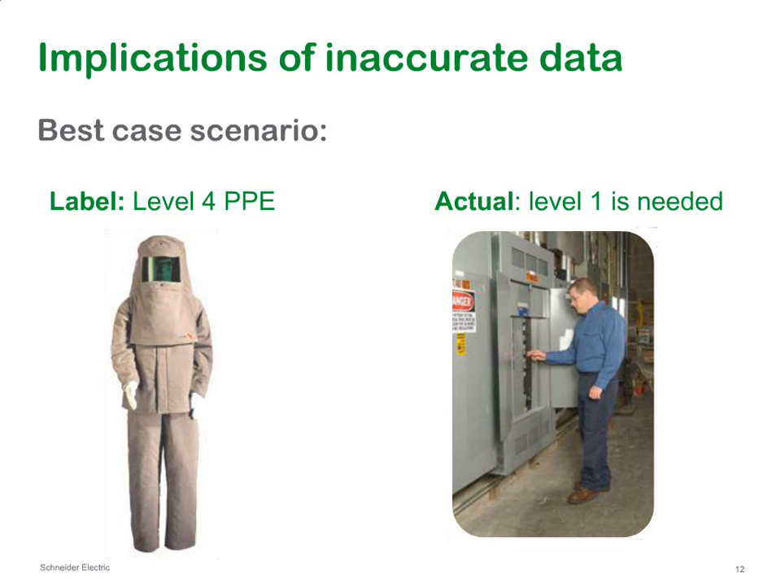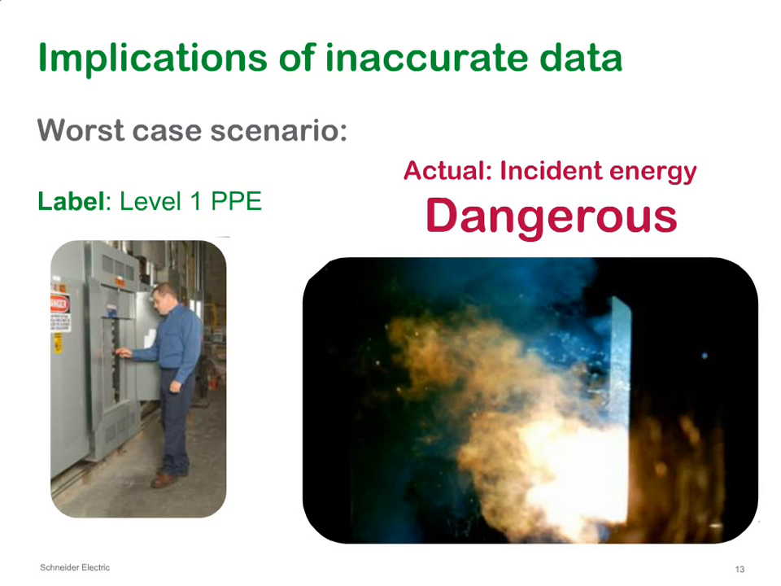And also, if there is not a sufficient amount of PPE on the worker, it would create a different situation where the worker is insufficiently protected, and in that case he could naturally burn and be injured severely if an arc flash incident were to occur. So both of these situations are undesirable. We don't want to have too much PPE. We don't want to have too little PPE. Both of them are dangerous and create hazards for the worker.